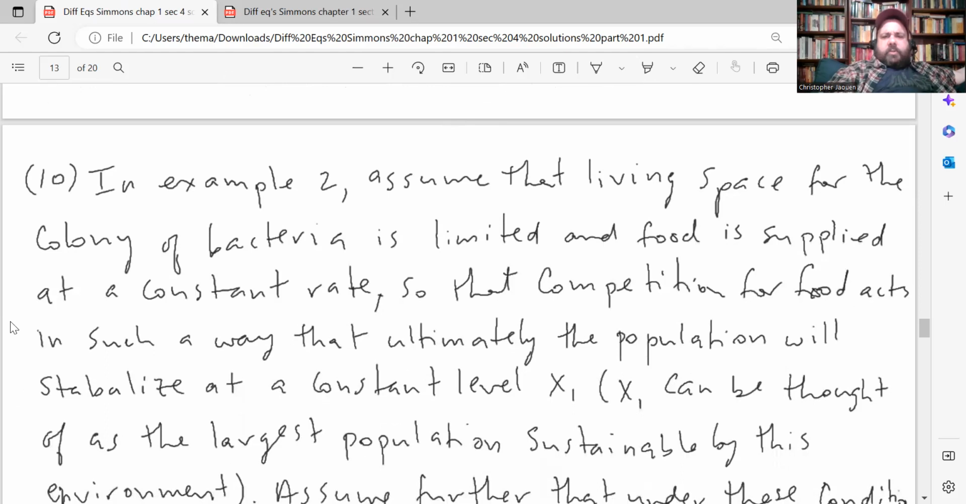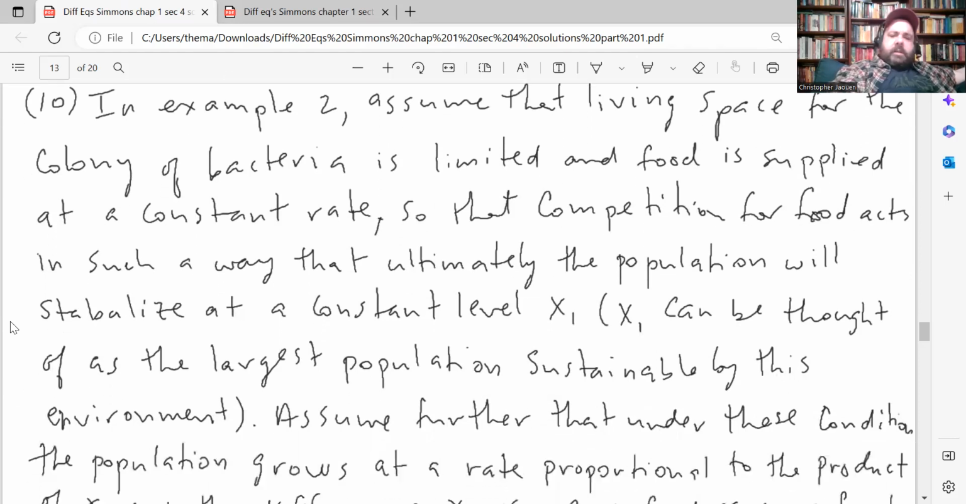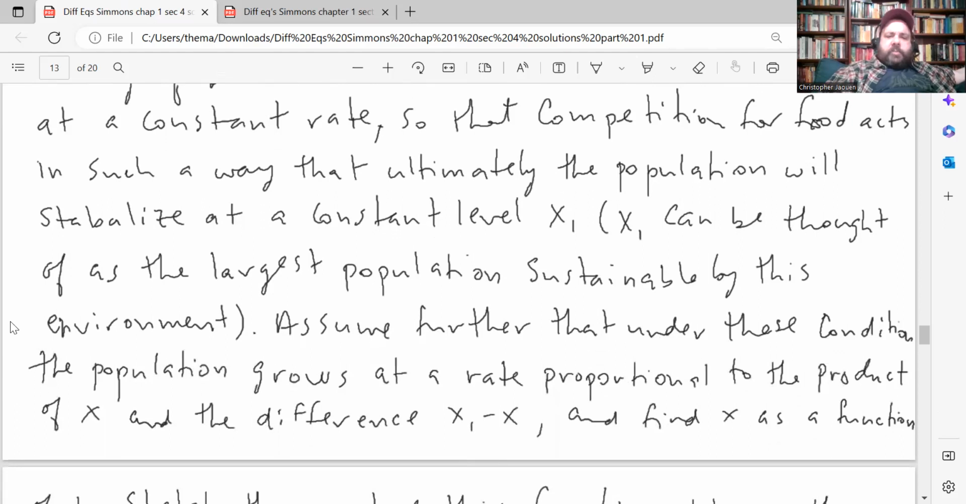In example 2, assume that living space for the colony of bacteria is limited and food is supplied at a constant rate, so that competition for food acts in such a way that ultimately the population will stabilize at a constant level x1. X1 can be thought of as the largest population sustainable by this environment. Here, when they say example 2, they mean from the section in the textbook. We went over the exponential growth model for bacteria in a nutrient solution. Here, the difference is that there are limited resources and space. So you have a sort of carrying capacity of the environment, which is X1.